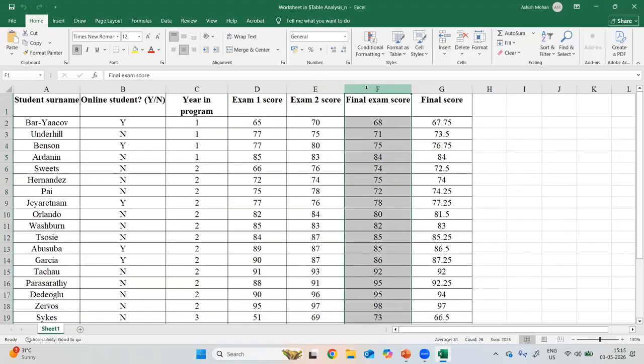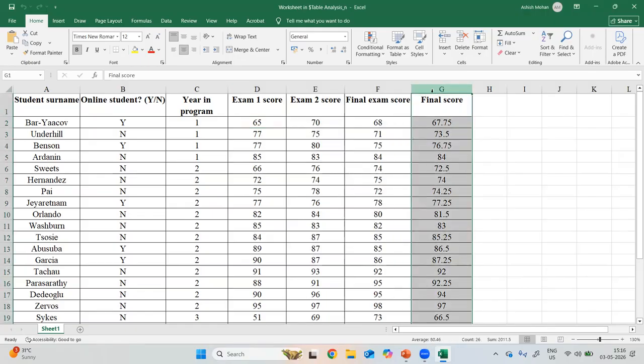Weighted mean. Now, mind you, if final score was to be calculated as just the average of these three, then obviously it would have been easy. For example, for the first candidate, how would you calculate that? 65 plus 70 plus 68 divided by 3, right? That would have been the average. But in this case, it's not a simple average. The question says it's a weighted mean.